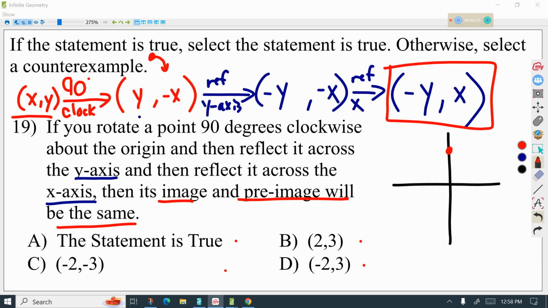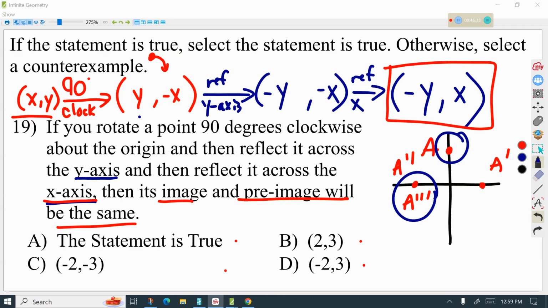So what if I put a point here and call that A? Right? If I rotate that 90 degrees clockwise, then A prime is here. And if I reflect that across the y-axis, then A prime prime would be here. And then now we have to reflect that across the x-axis again. So A triple prime would be right on top of itself. Okay? Is this point, right, is this point here? No, right? That is not the same.